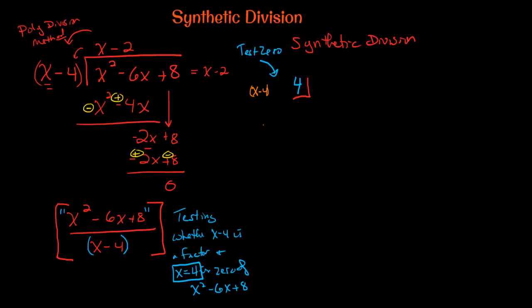Now, once we've identified our test 0, we have to write all of our coefficients in descending order with every term being represented. And I stress that every term must be represented. So notice here that the coefficient of our x squared is a value of 1.